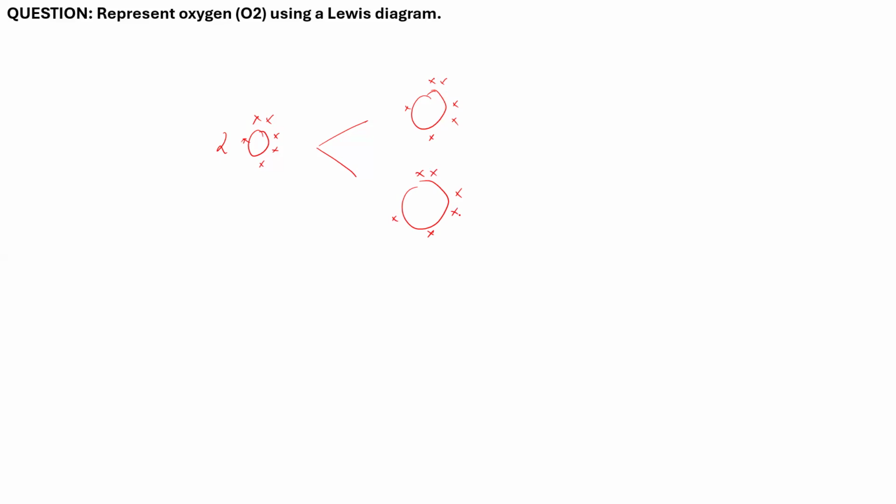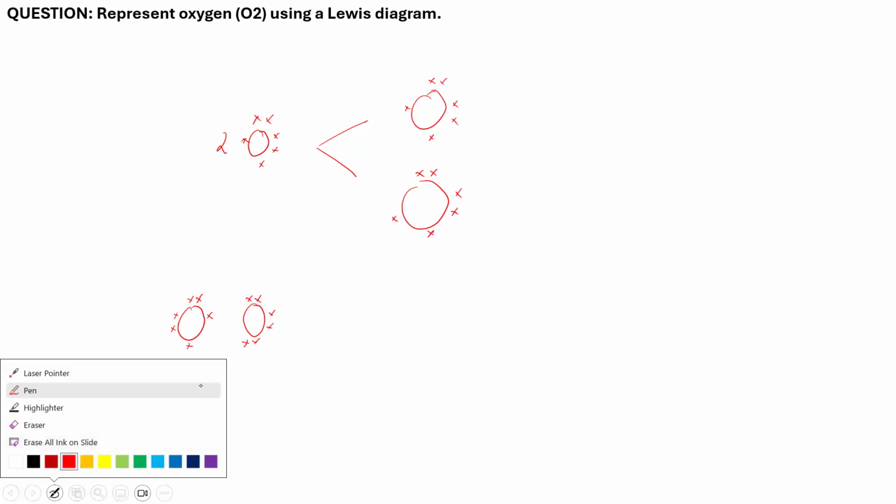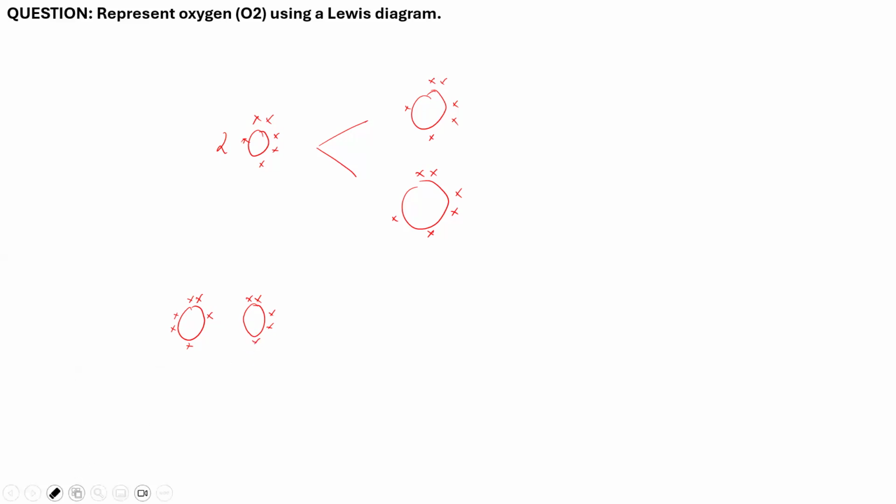Now, how do we combine these two? You must make sure that when you combine them, you obey the octet rule. Let's do it in trials so that I can show you something. If I put this oxygen over here with 1, 2, 3, 4, 5, 6, and then I put another oxygen over here with 1, 2, 3, 4, 5, 6.